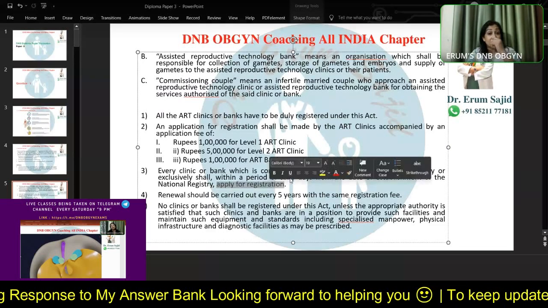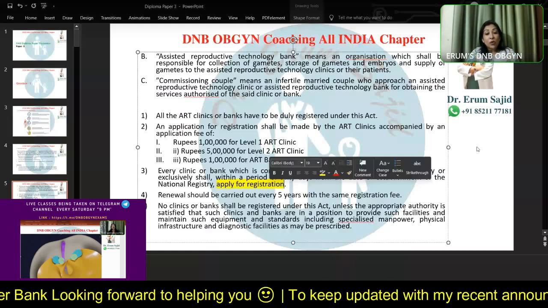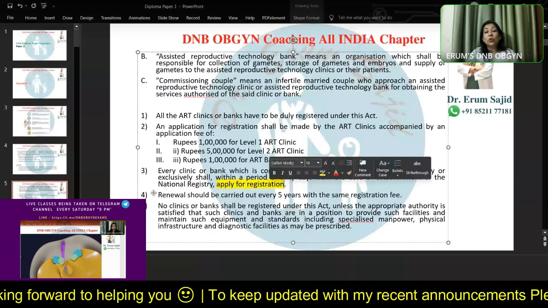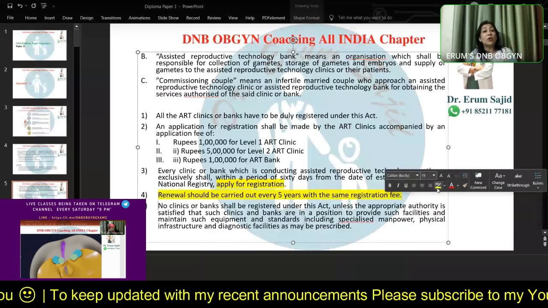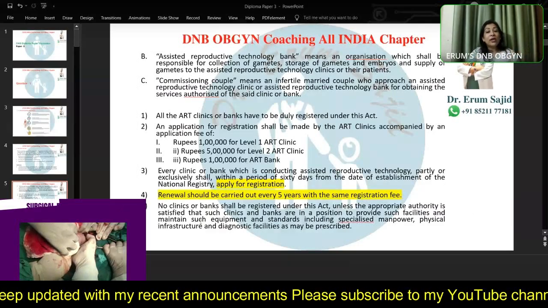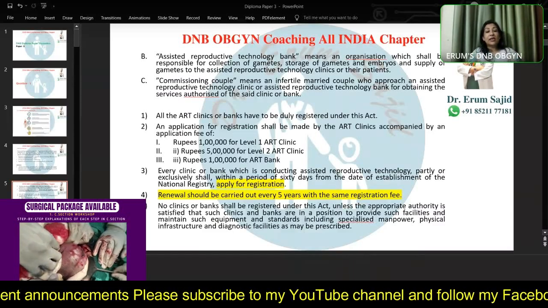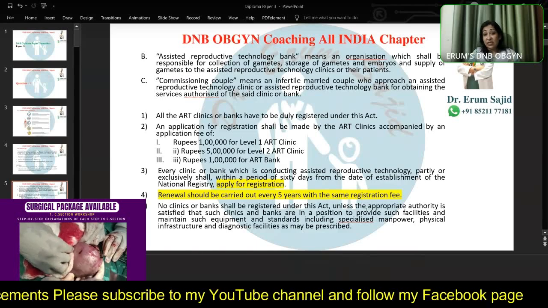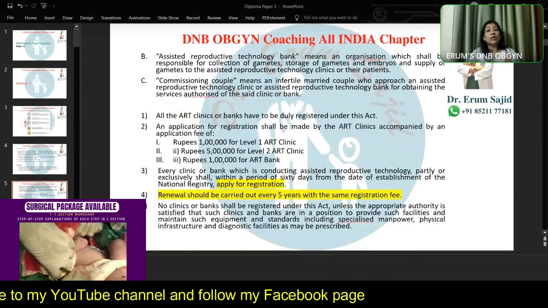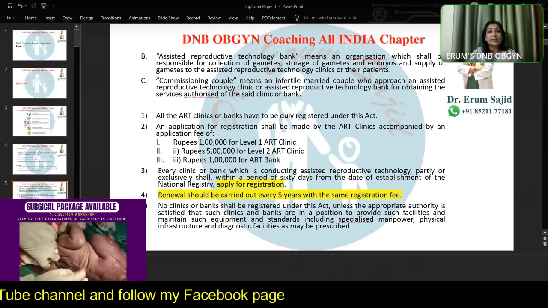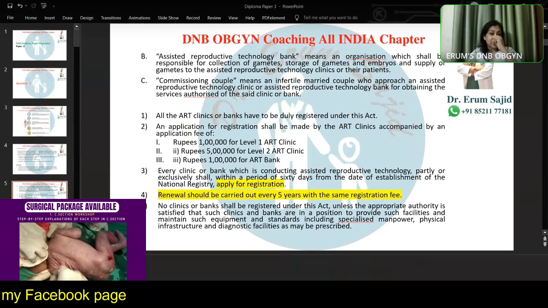Unless and until this is registered, it does not have any say in our country. Renewal is also very important. You have to renew every 5 years. Every time you're renewing, this paperwork gets scrutinized all over again. No clinics or banks shall be registered under this act unless the appropriate authority is satisfied that such clinics and banks are in a position to provide such facilities. So there'll be a proper process of scrutinizing, seeing what all is going on there, and a lot of other things are being seen.